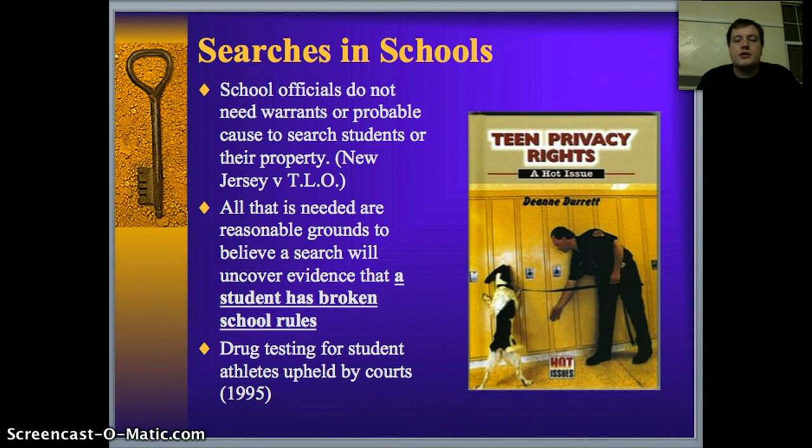Additionally, drug testing for student athletes was upheld by the courts, saying that extracurricular activities such as that are not required in order for you to be in school. Therefore, you can be put under that drug test. The other thing I'll say is that whenever you see initials like this, it means that it's a court case that involves a minor. That is that person's initials. So that's very important.